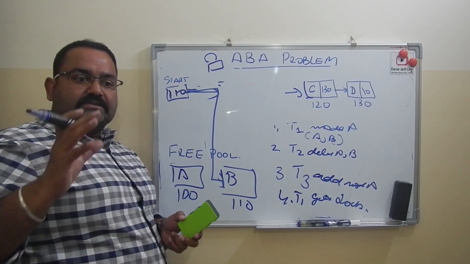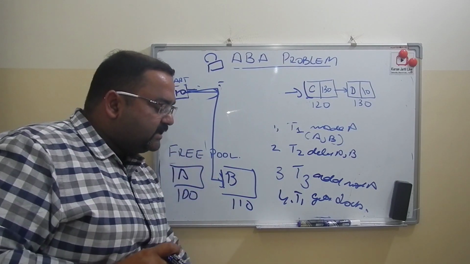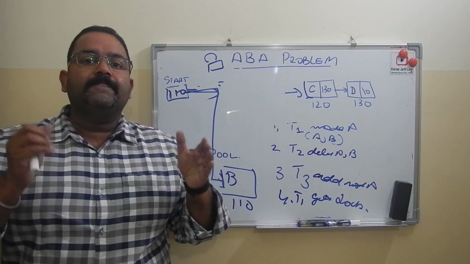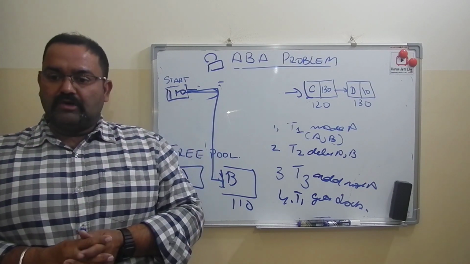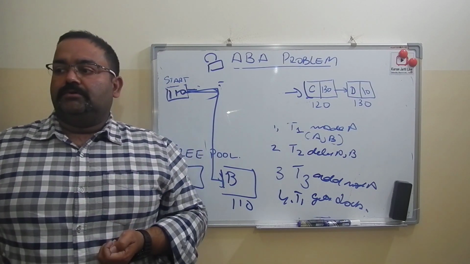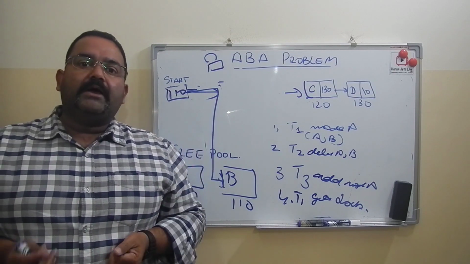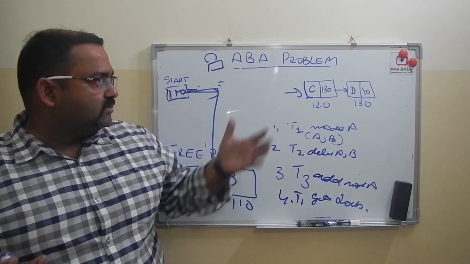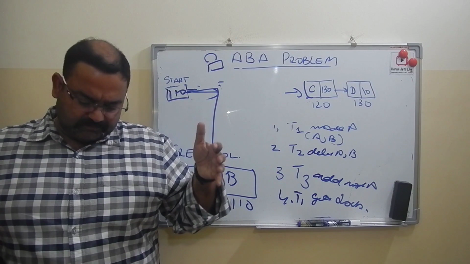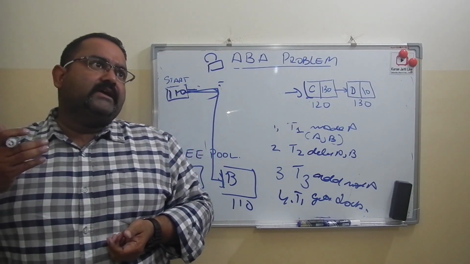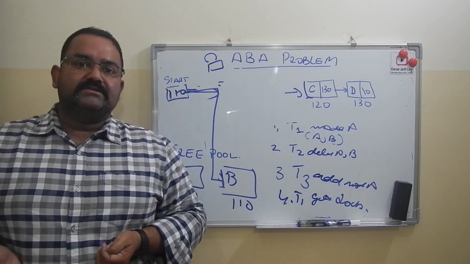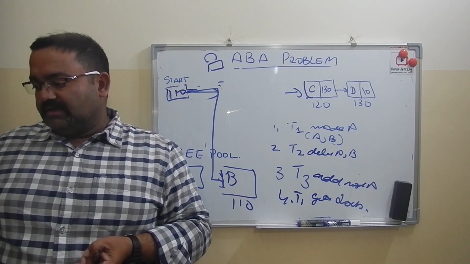Guys, this problem is called the ABA problem. So I hope I made myself clear, and I hope you understood what the ABA problem is and how it arises in concurrency.